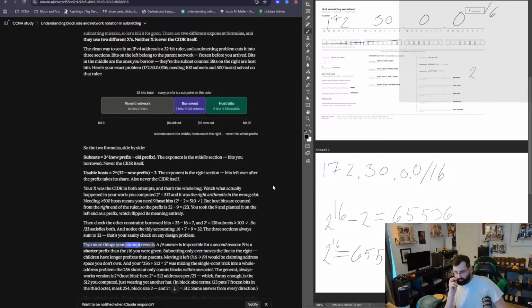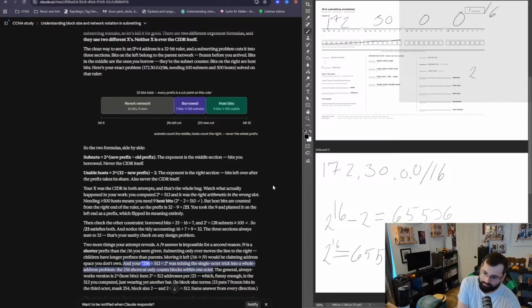2 more things your attempt reveals. A /9 answer is impossible for a second reason. /9 is a shorter prefix than the /16 you were given. Subnetting only ever moves the line to the right. Children have longer prefixes than parents. Moving it left, /16 to /9, would be claiming address space you don't own.